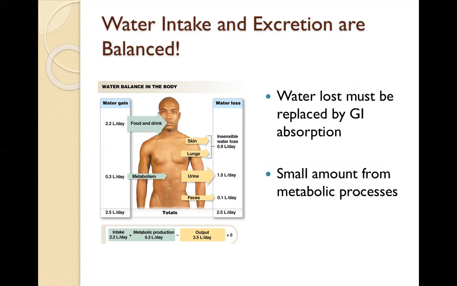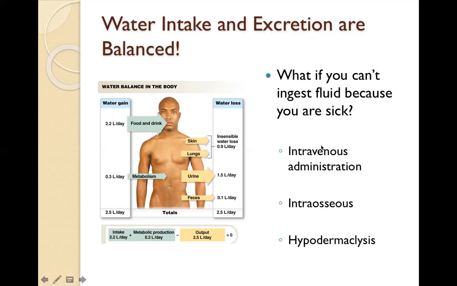Any water that we lose must be replaced by the GI tract via absorption under normal circumstances. There's a small amount that is produced from all of our metabolic processes. So if you think about the breakdown of glucose, the complete catabolism of glucose, you get 6 carbon dioxide molecules per glucose molecule, and then you get 6 water molecules per glucose molecule. That small amount of water that you get from metabolic processes is nowhere near enough to regulate our fluid intake and to replace the amount that was lost. So we must replace it by absorption in the GI tract.